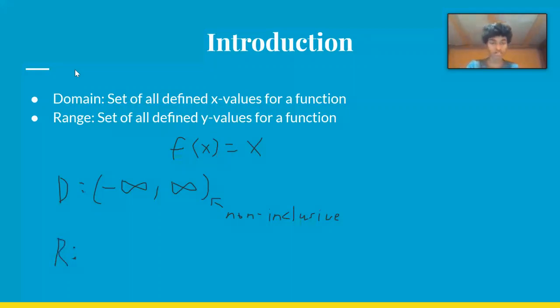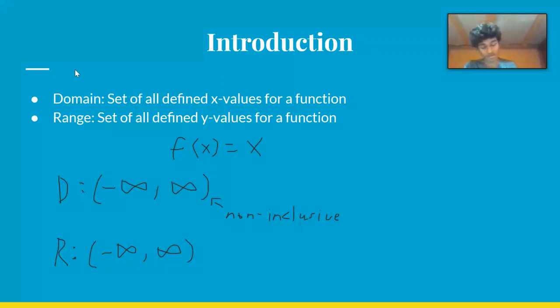What are all the possible f of x values or y values for this function? Again, if you think about this, you'll realize that any real number can be our y value. So our range for this function is also negative infinity to positive infinity.